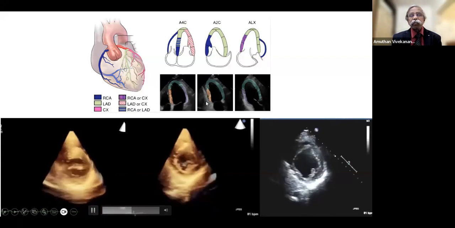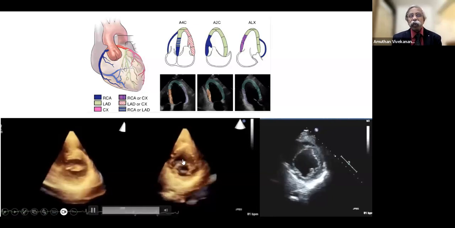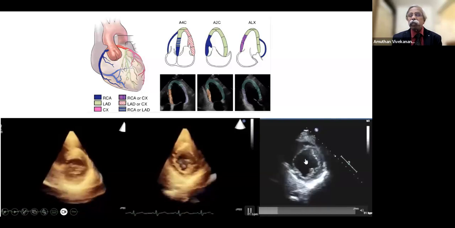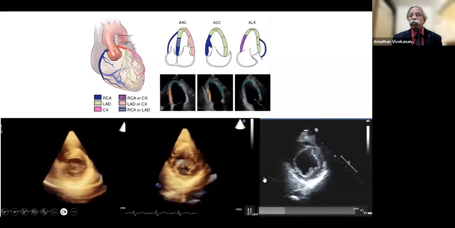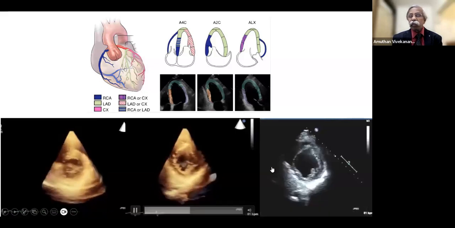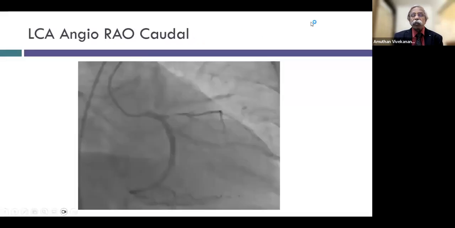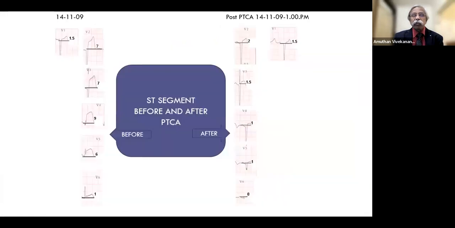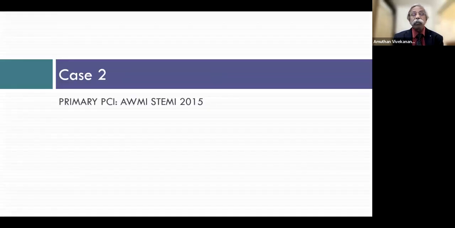And the same six segments, you can see here, are in basal and mid-LV level, whereas in the apical level there are only four segments. Several segments are absent: the anterior wall, lateral wall, inferior wall. And it goes like that. So you must remember, this is the classical picture here. Regional wall motion abnormality, and this patient had an LAD occlusion and was stented. And this is after the stenting.